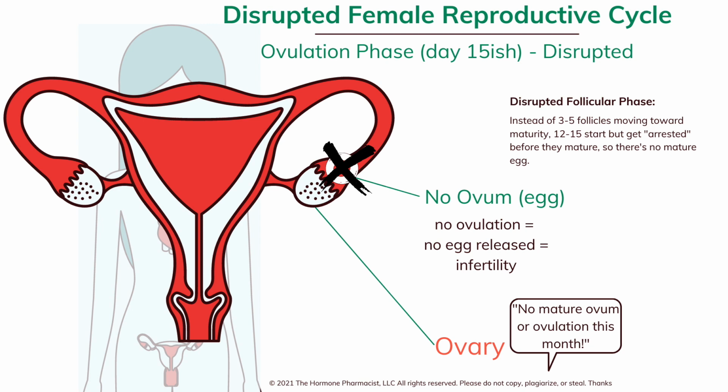But when there's a disrupted follicular phase, instead of 3 to 5 follicles, the ovary starts with 12 to 15 follicles and none of them ever actually get to become a mature egg. So we have no ovum or egg. We have no ovulation. And ultimately, that's infertility. The ovary says, well, there's no mature ovum, so there's no ovulation this month.